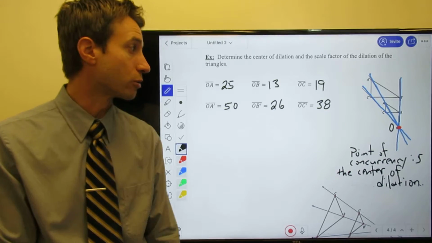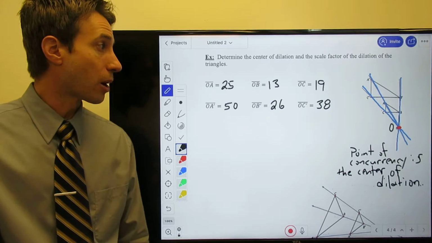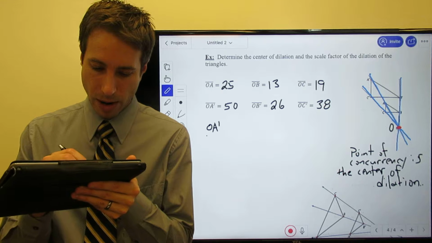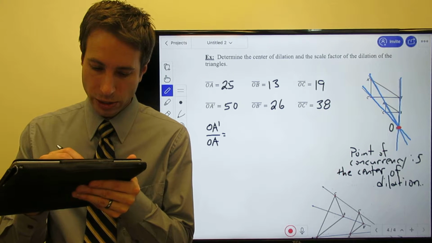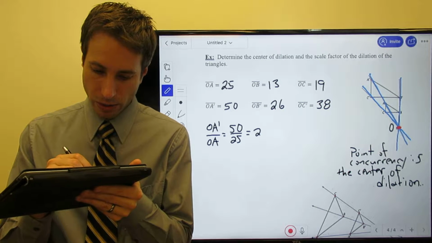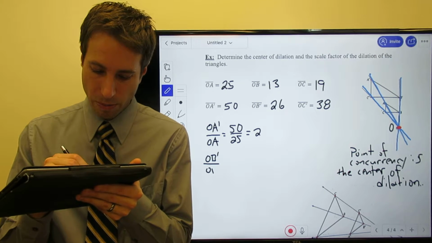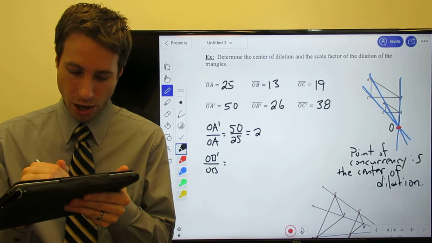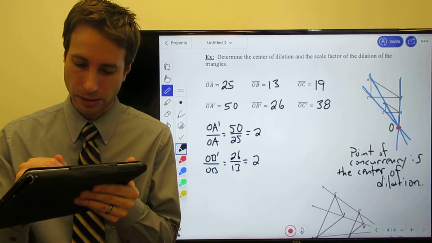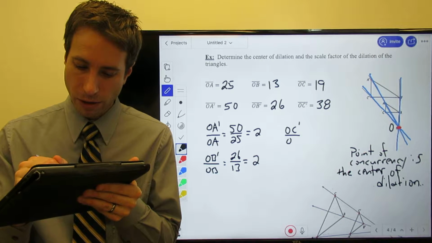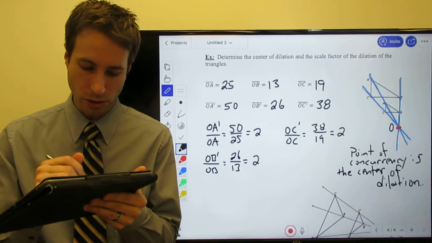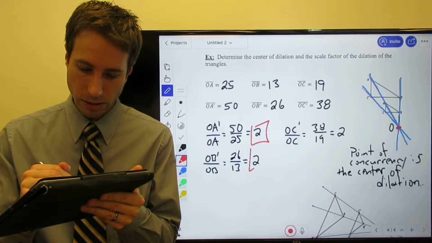And again, I don't think you have to look at those numbers too hard to see. You can figure out what that ratio is going to be. Here we go. We're going to do OA prime over OA, which is 50 divided by 25, which comes out to be 2. Then we're going to do OB prime divided by OB, right? We're finding that ratio, which is 26 over 13. Look at that. It comes out to be 2. OC prime over OC, 38 over 19, and it comes out to be 2.